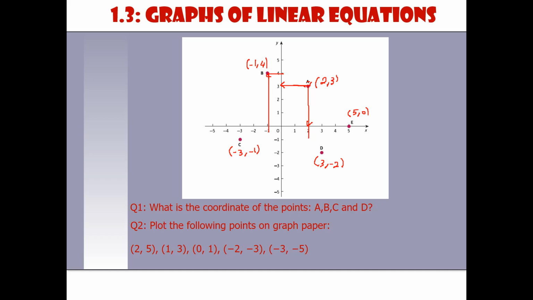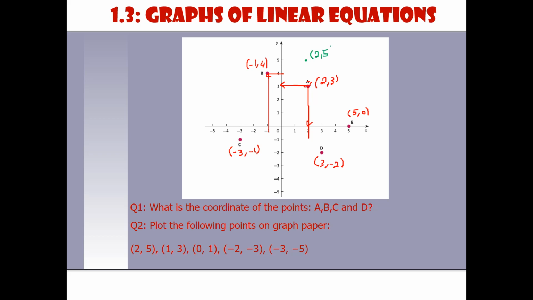Now here we have to plot the following points on a graph paper. So let's together identify these points with the green color. Okay, so the first point, point 2 and 5. If we want to identify it, we'll start from the origin and move until 2, and then from 2 we'll move up until we reach 5. So this is the point with the coordinates of 2 and 5.